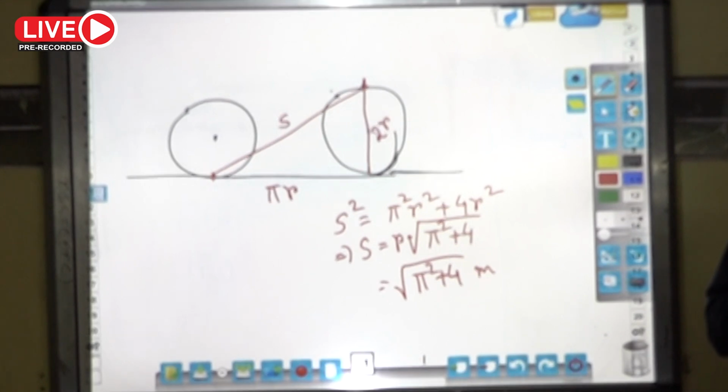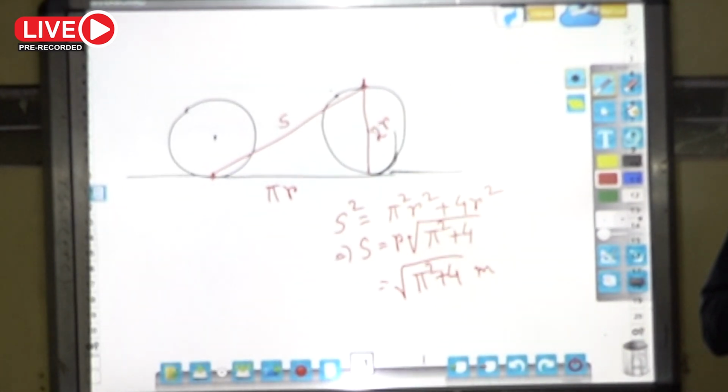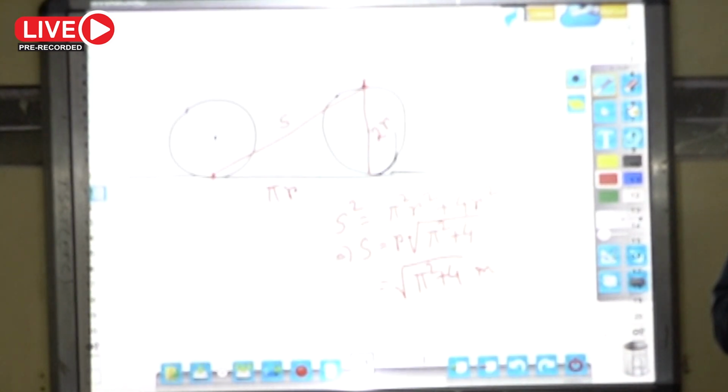A body traveling along a straight line traverses 1/3 of the total distance with a velocity 4 meter per second.